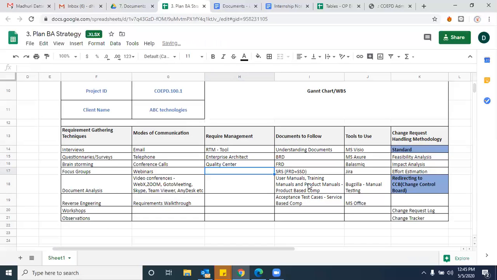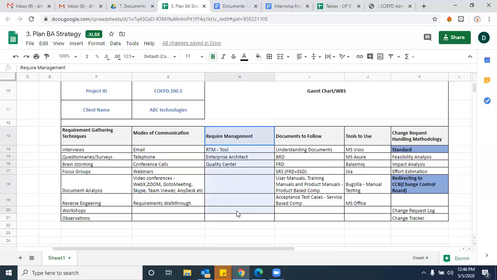RTM is more or less like Jira in Agile Scrum. Burn down charts. Okay. That's the reason, in replacing RTM, we have burn down charts in Jira, if you remember. So the requirements management tool which you are using, you need to mention it here.